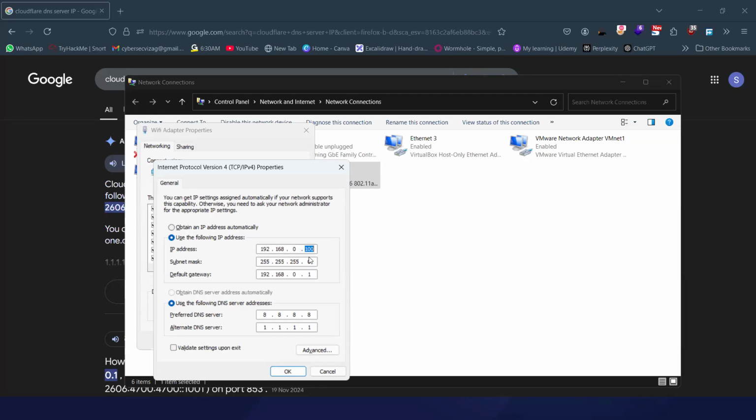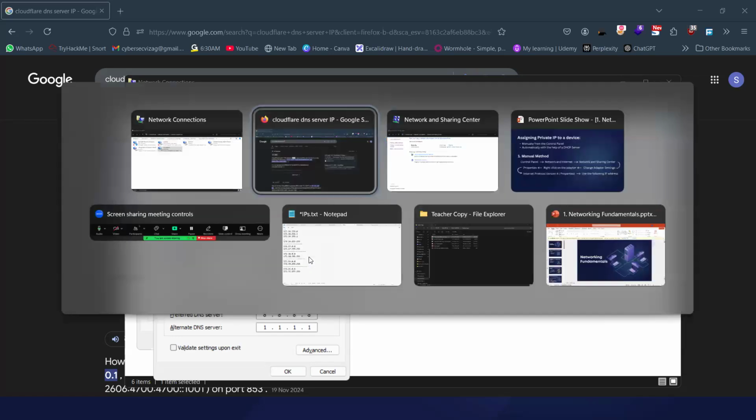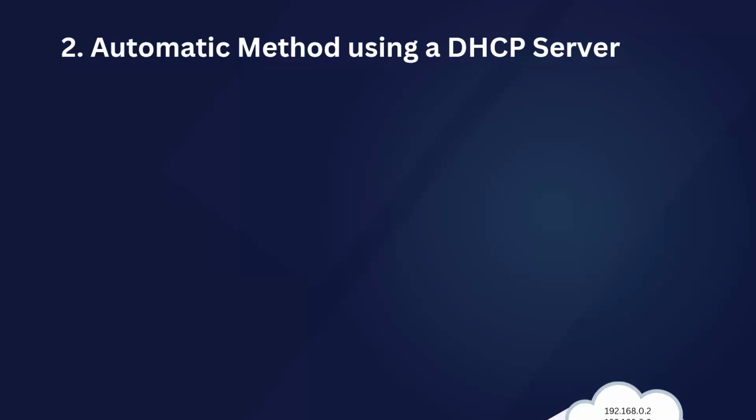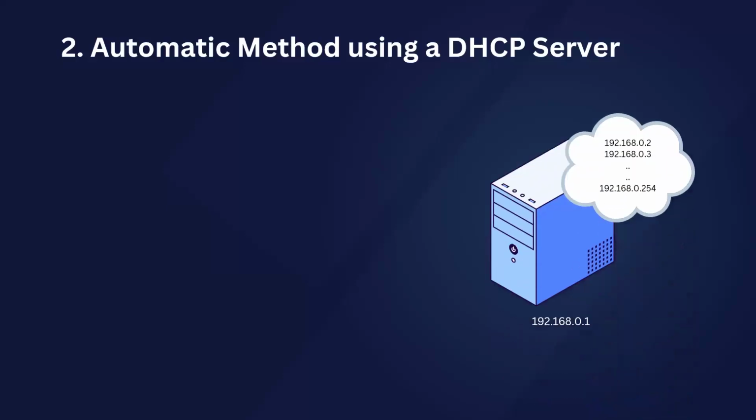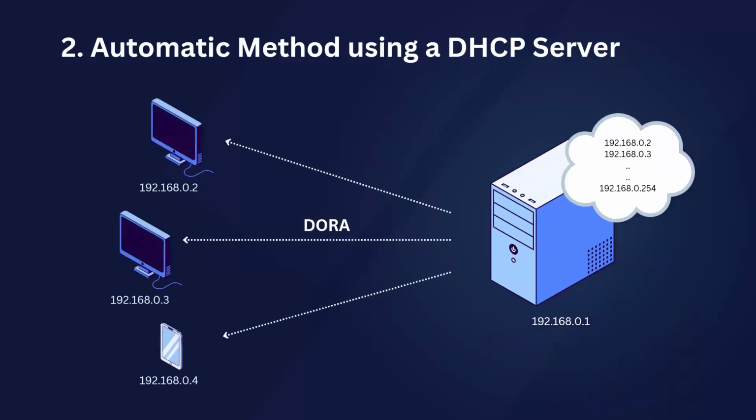So that's why we have something called DHCP servers, Dynamic Host Configuration Protocol servers, and these are capable of automatically assigning an IP to each system in the network. They have a pool of IPs, and from that pool, they'll automatically assign each system a unique IP, and that is done with something called the DORA process. So we'll talk about that now.